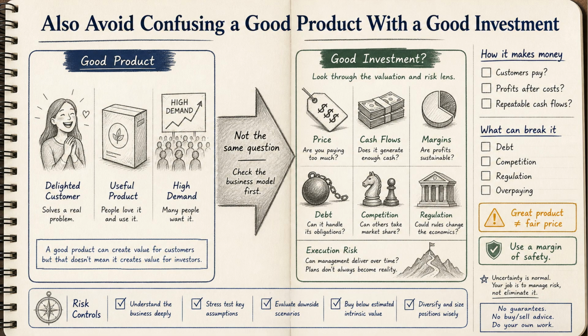Also, avoid confusing a good product with a good investment. Customers may love the product while unit economics remain poor. Revenue may grow while shareholder cash flow stays weak. The industry may be large while one company fails to defend profit. Product, company, industry, and purchase price are different questions. This video focuses only on the company model before valuation.